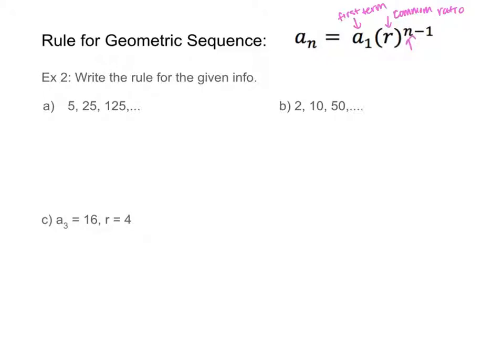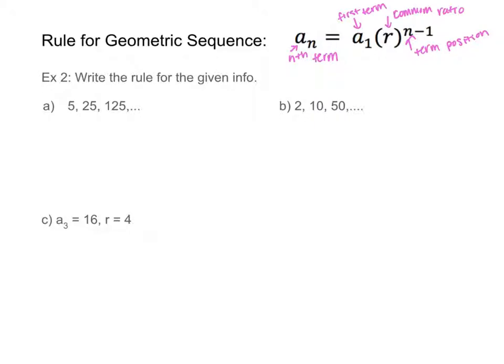N is your term's position. So if you wanted the nth term, then if you wanted the 9th term, that means your n is 9. And A is just your nth term. So if you wanted the 9th term, this would be A9.